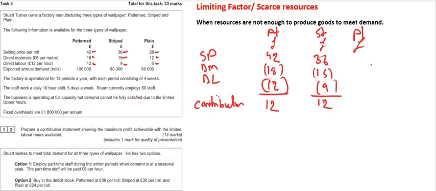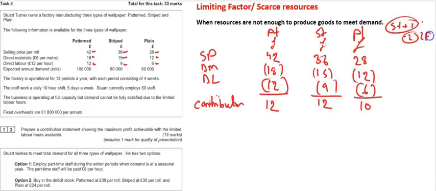Good. And plain, 28. Yes. 28 is the selling price minus 12 minus 6. I get, I think it's 10. Just double checking. Minus 12 minus 6. Yeah. That's my contribution. So, step number 1, find the contribution. Found it. Step 2, we find the limiting factor. Found it. LFCM, contribution margin.